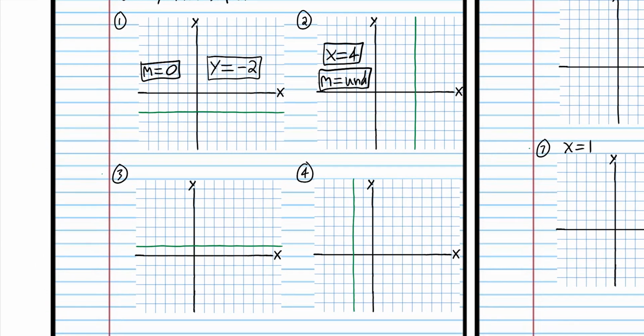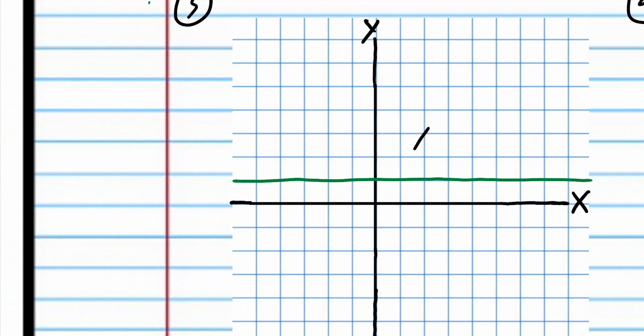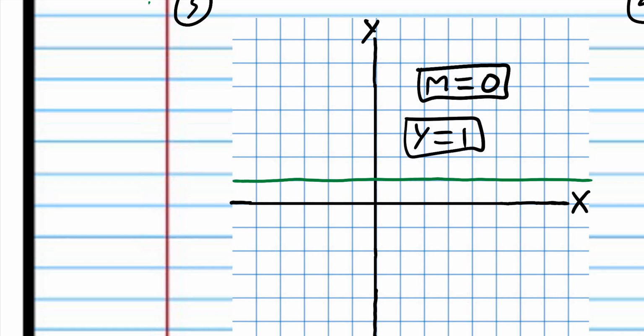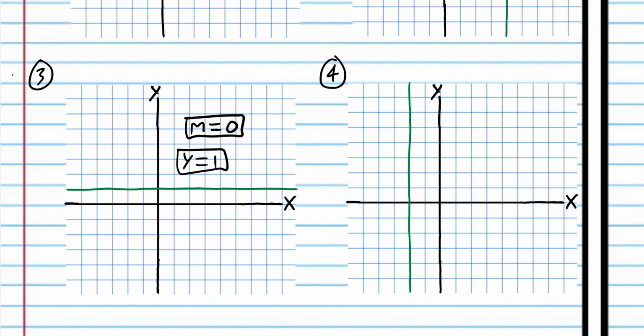All right, we're back. So this is a horizontal line, so the equation of the line is y equals 1. And the slope of any horizontal line is always 0. So if you got that answer, good job. All right, go ahead and try number 4, and when you come back, we'll do it together.